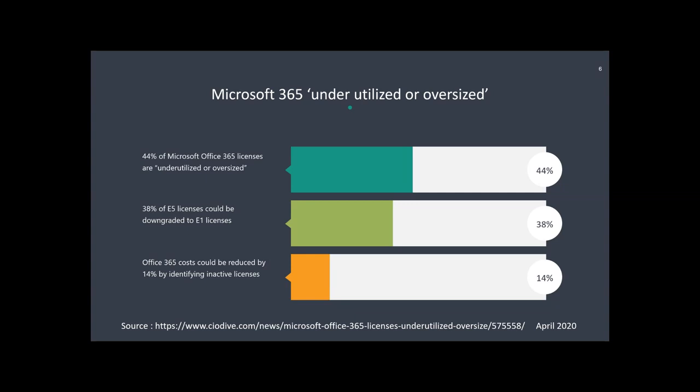38% of E5 licenses could be downgraded to E1. Considerable cost saving, very obvious cost saving there. And Office 365 costs could be reduced further by 14% by identifying and decommissioning inactive licenses. So these kind of numbers are just for one product, just for one platform, Microsoft 365. It just shows the scale and the sort of difficulty that people have in managing and in optimizing those environments.